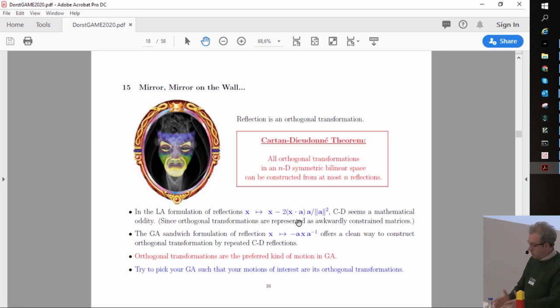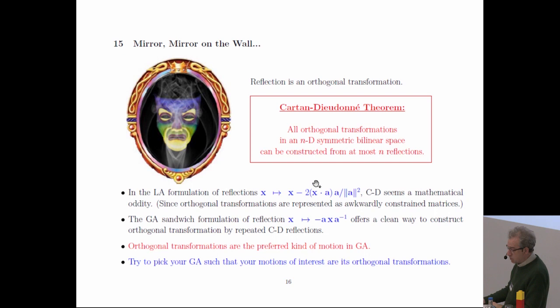And then we get into Cartan-Dieudonné, which was mentioned this morning, that a reflection is an orthogonal transformation, right? It preserves distances in the space that I do it on, a reflection through the origin. Cartan-Dieudonné tells us that if we're in an n-dimensional space and we want to make all orthogonal transformations, we can always make those with at most n reflections. Now, if you're in linear algebra formalism, then you would not use this as a fundamental representation to represent arbitrary orthogonal transformations. It's just not nice.